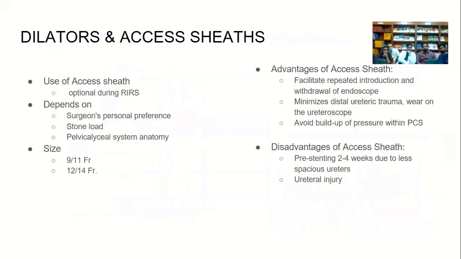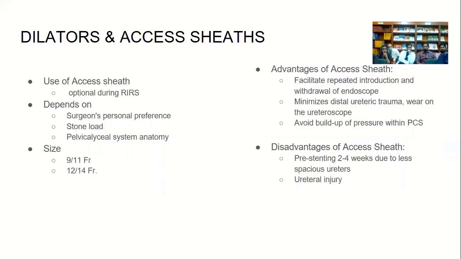Then the access sheath. Use of the access sheath is optional, and it depends on the surgeon's personal preference, stone load, and pelvicalyceal anatomy. The size of the access sheath is 9/11 Fr or 12/14 Fr. Advantages: it facilitates repeated introduction and withdrawal of the endoscope, minimizes distal ureteric trauma and wear on the ureteroscope, and avoids buildup of pressure within the PCS. Disadvantage: sometimes it requires pre-stenting for 2 to 4 weeks due to a less spacious ureter. Moreover, there is a chance of ureter injury in some cases.